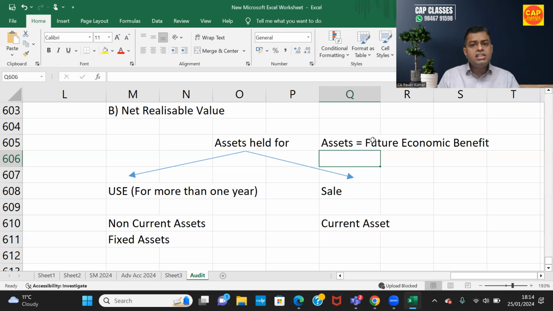Then I'll say, okay, dear ICAI, I agree. If you say this is part of PPE, we will capitalize it as a part of fixed asset. If you say this is not part of PPE, then that will be inventory. So that is the definition.